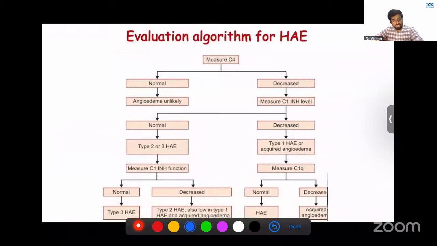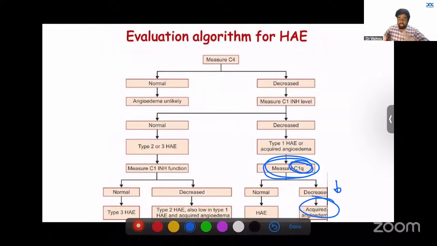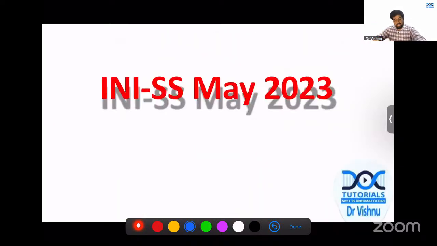Evaluation algorithm, not so important from a general medicine perspective. The main thing that is usually asked in rheumatology is the difference between type 1 hereditary angioedema and acquired angioedema. Just remember it, don't go into the details. C1q levels are decreased in acquired angioedema, while in hereditary angioedema it is normal. That is one thing that you can know. Then coming to more recent ones, the May 2023 paper, again, this was a little bit tough.